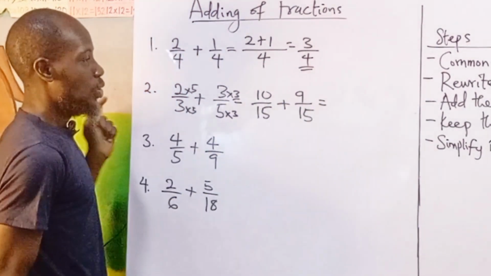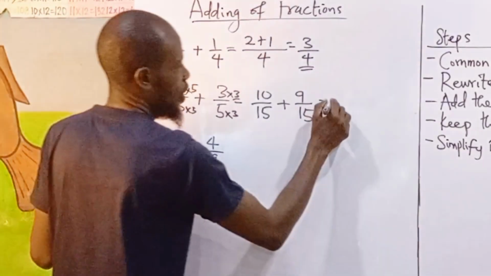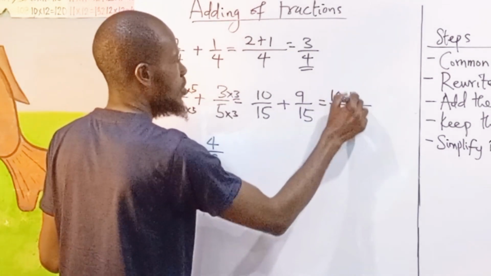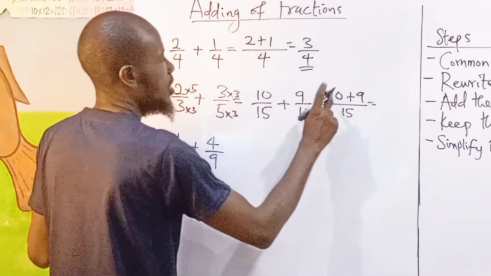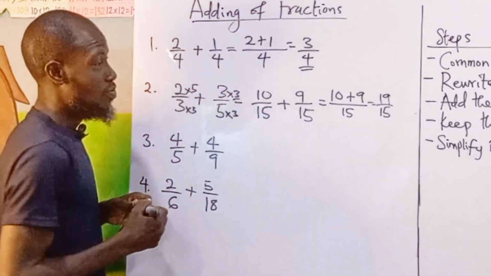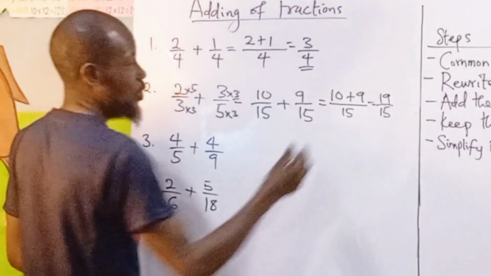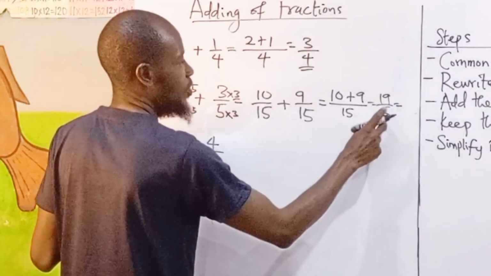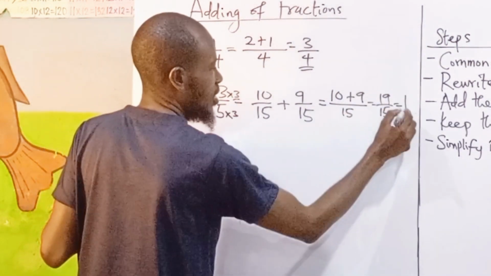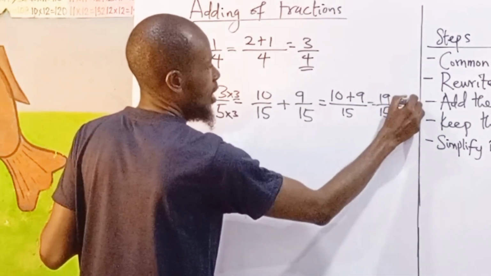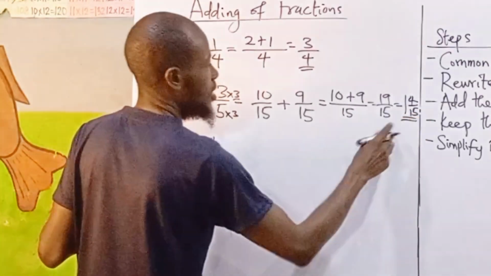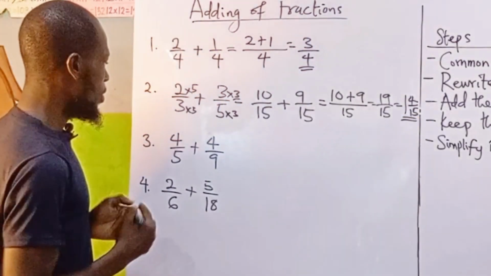So now we have a common denominator. What do we need to do? We keep the denominator and then add up the numerators. So we have 10 plus 9, that is 19 over 15. Now, we can still simplify this. How many wholes of 15 can we get in 19? That is 1, remainder 4. You write the remainder as the numerator and then keep the denominator. And that is our answer for this question.